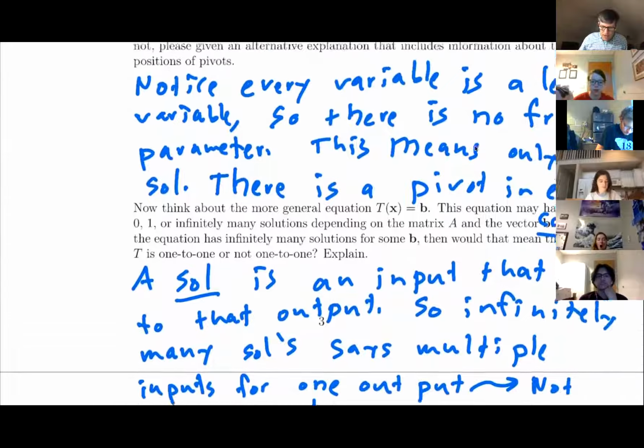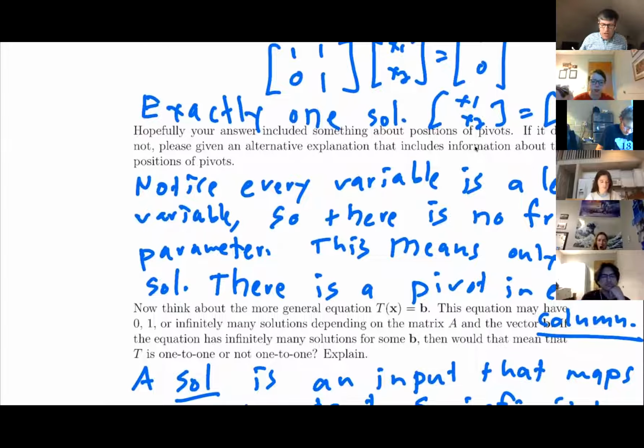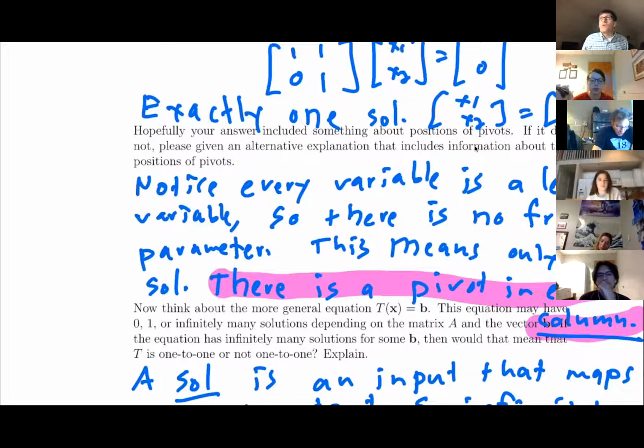And one of the things that we had talked about was, in order to have at most one solution, we can't have any parameters. That means we cannot have any free variables, which means that every variable has to be a leading variable. We're talking about a pivot in each column, right? So I remind you, in order to be one-to-one, we need a pivot in every column. Okay, and I'm going to erase that because I'll need it next time.